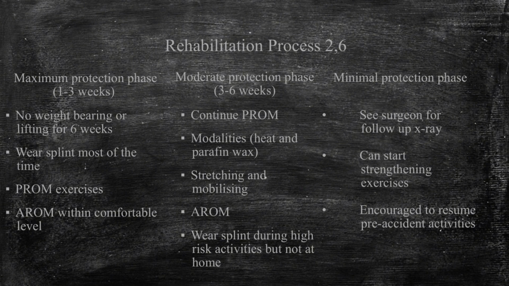So here we got the phases. For minimum protection, they should be no weight bearing or lifting for 6 weeks, and they have to wear a splint most of the time, except for when they're doing their exercises or just sitting there. They can start passive range of motion exercises and active range of motion exercises, including thumb opposition to the fingers, finger extension and flexion, wrist flexion and extension, and the tenodesis motion, and ulnar and radial deviation.